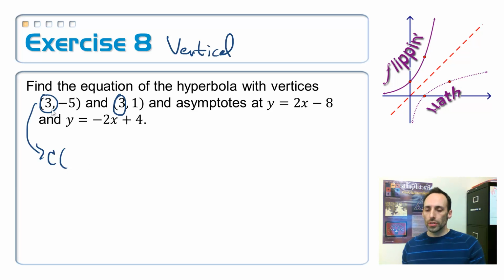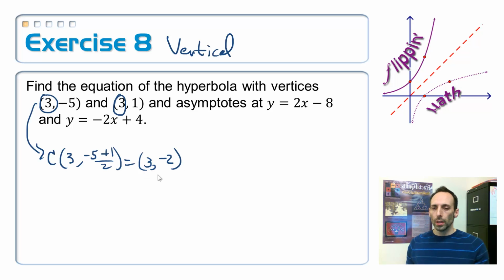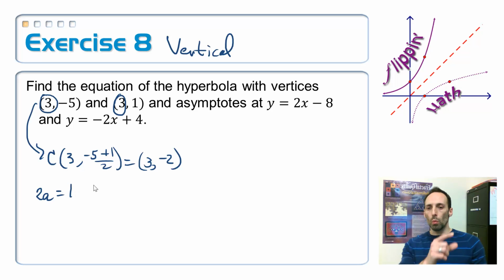So the center point is 3, comma, I got -5 plus 1 over 2, that's -4 over 2, which is -2. 3, -2. Okay, there's my center point. I now need my a and my b. I can get my a from my vertices, right? Because the distance between those two is a transverse axis, which is 2a. So here I'm going from 1 to -5. So 1 minus a -5, 1 plus 5 is 6. So a is equal to 3.